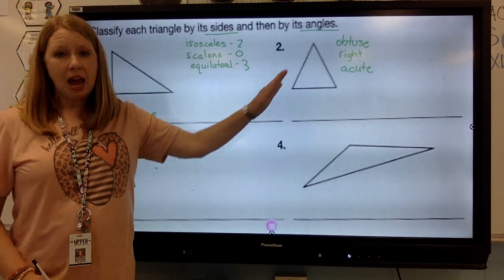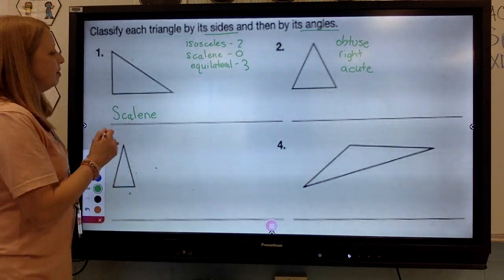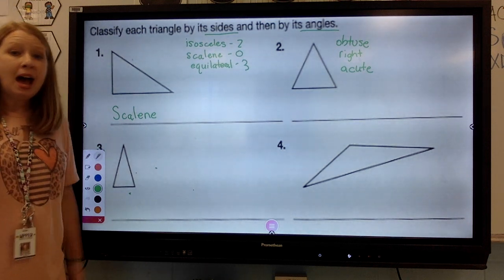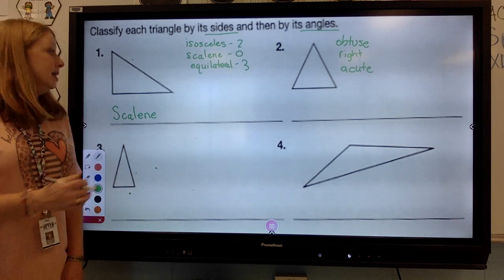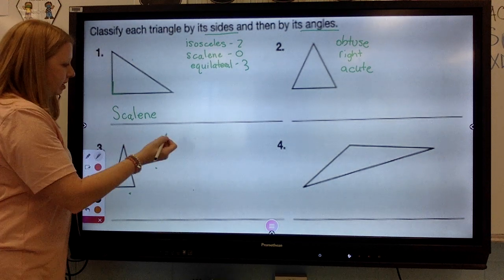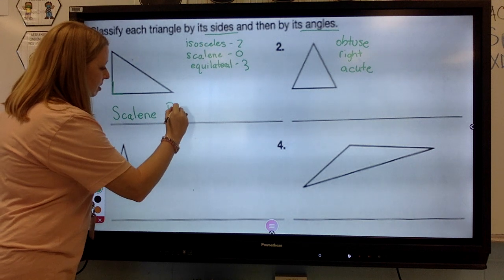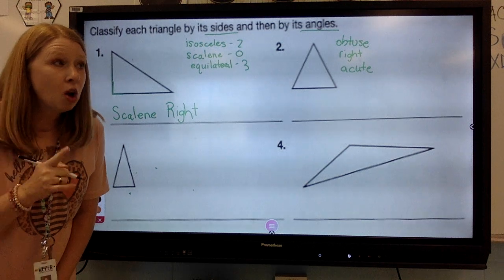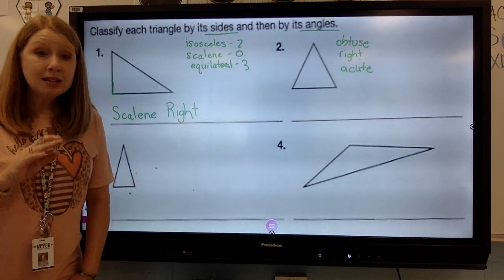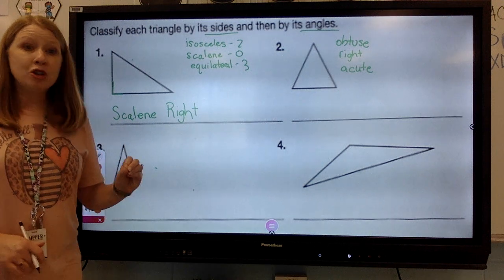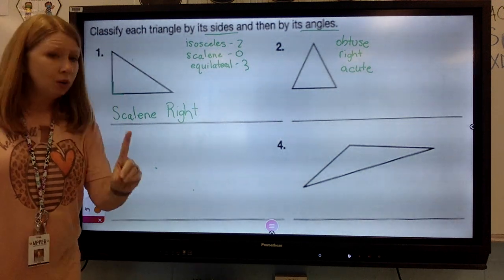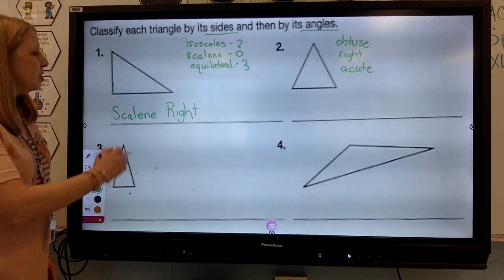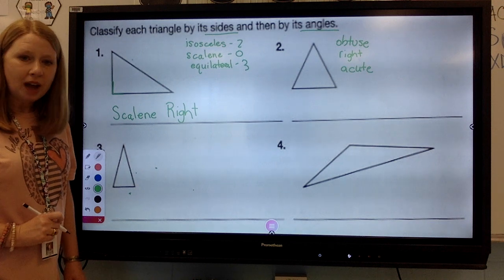And now let's name it by its angles, okay? Does it have an obtuse angle in it? No, no obtuse angles. Does it have a right angle in it? Yes, right here we have our right. So I would name this scalene and right. Now you're probably thinking, Miss Jacobs, it also has acute angles in it. Yes, it does. But anytime my triangle has even just one right angle, that means it's going to be a right triangle, okay? So number 1 is scalene and right.